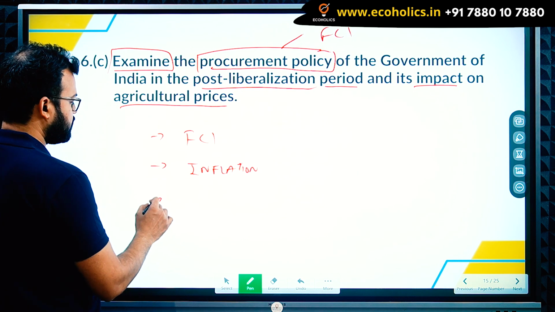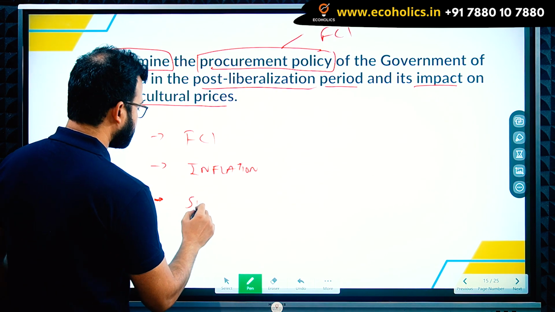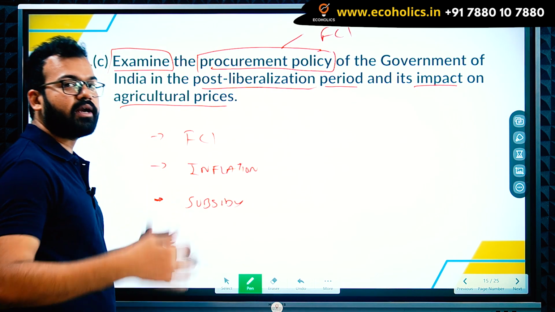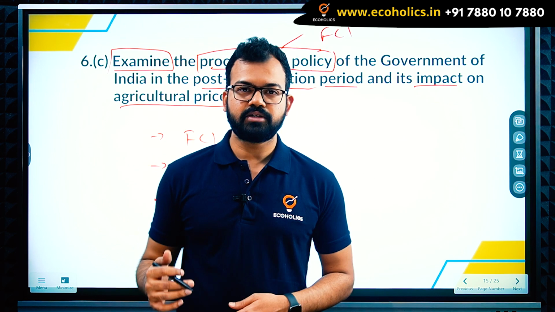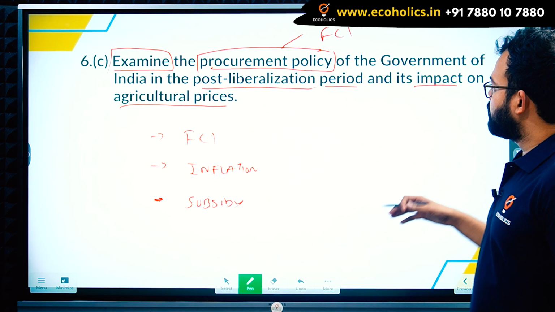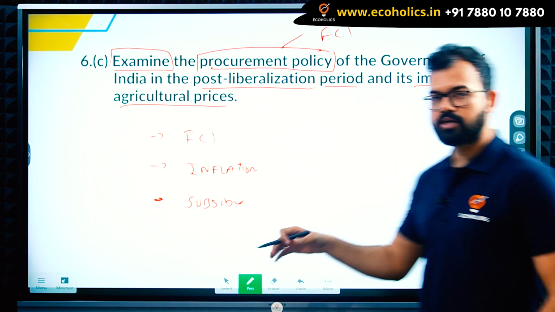The next is the impact on agricultural prices. Another impact is the subsidy cost. Because if you announce higher and higher MSP, the government's subsidy cost will go up. So these are the things that you have to write in this answer, and try to structure it with a proper introduction and conclusion.